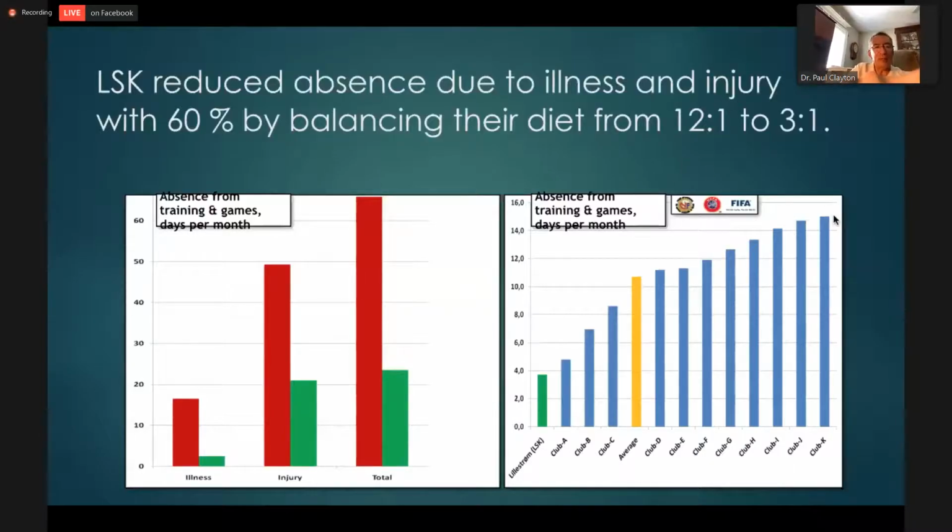And if we look at the absence from training and from games in terms of days per month, this particular group, which is a first division football team in Norway, their absences were vastly reduced. And of course, this meant they had more time to practice together during the off season. They had more time to play together as a team during the season. And the more a team plays together, the better they become at learning each other's patterns of play, anticipating each other's responses. They get better. And this particular team, I think, jumped 6 places up the league in that one season alone. They were absolutely delighted with that.